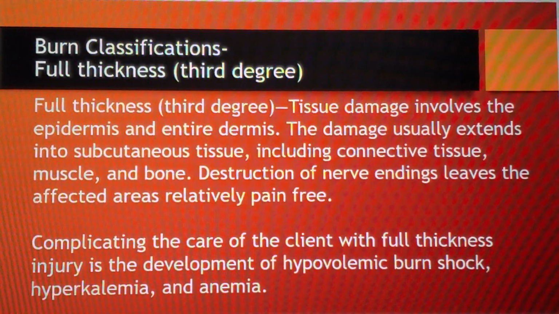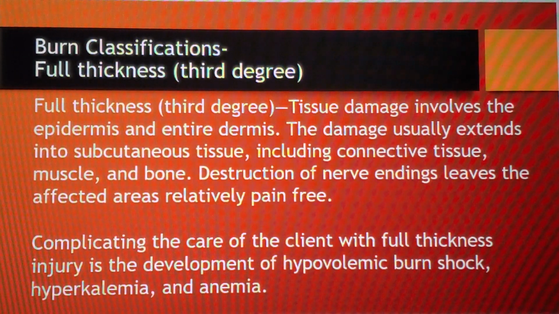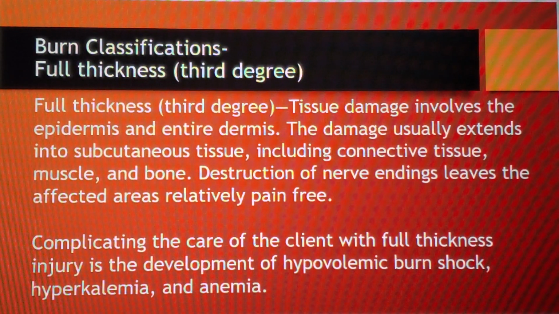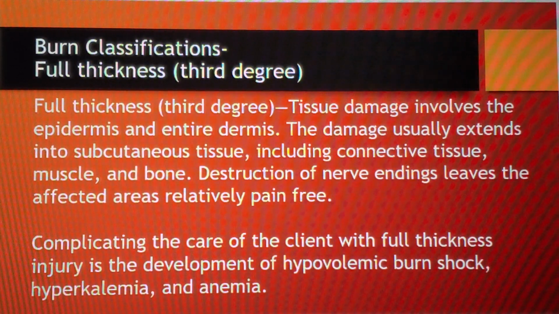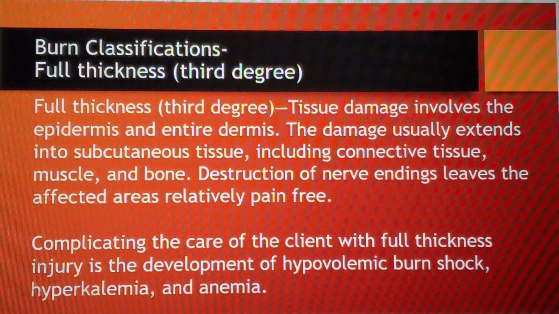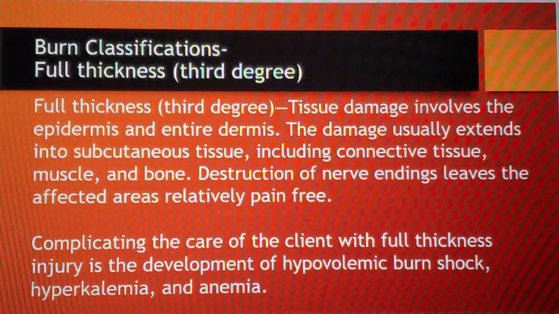All right, and lastly, we've got the third degree. Third degree, which we recognize as a full thickness burn. Tissue damage involves the epidermis and entire dermis, as we understand, right? So we're expecting it to go where? To the subcutaneous tissue, to the third layer, all right? So the damage usually extends into the subcutaneous tissue, including connective tissue, muscle, and bone. Destruction of nerve endings leaves the affected areas relatively pain-free.